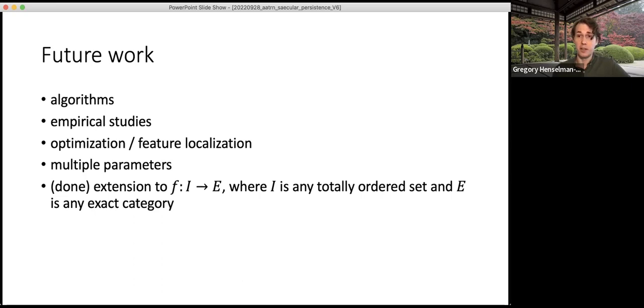There's lots to do with empirical studies. We don't really know what the statistics look like of secular invariance in data, in part because we don't have the algorithms, but these are being rapidly developed. There's a lot to ask about optimization and feature localization. So how do you work with generators once you have them? As well as what the algebra starts to look like when you start thinking about algebra with multiple parameters, as well as natural extensions, for example, to the case where you have an infinite index category.